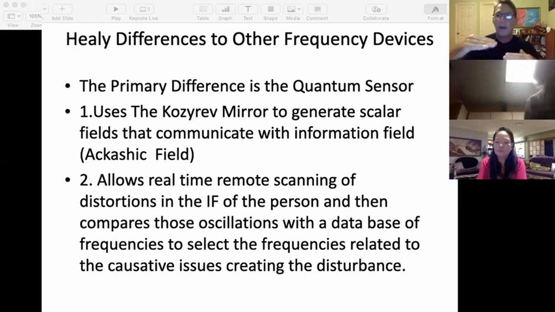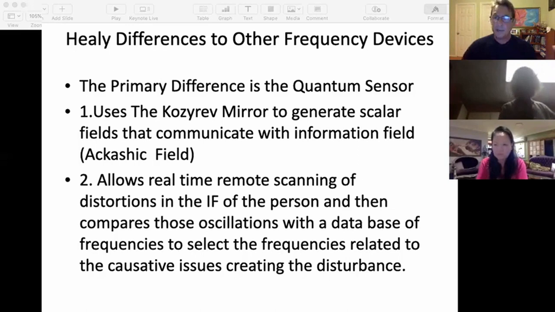So that type of device we call bioresonance devices. They're very effective, but they're very focused on the physical and maybe the next level up, which is what we call the etheric level, which relates to the acupuncture meridians.